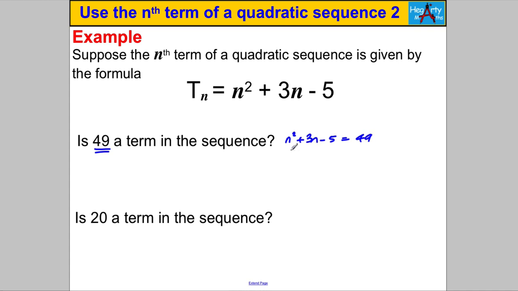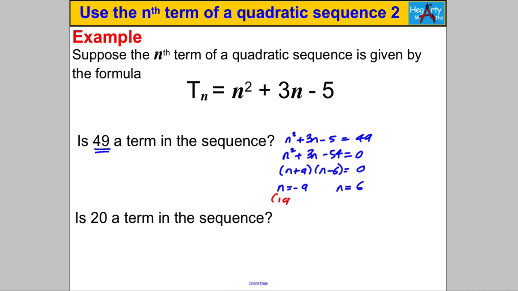Let's subtract 49 off both sides to make the quadratic equal 0. N squared, therefore, add 3n, take away 54 would equal 0. Can we try and factorize this? Well, it looks potentially hopeful. Let's have a go. That goes n add 9, n subtract 6. That factorizes. And therefore, on the one hand, n is negative 9, and on the other hand, from this side, n would therefore be positive 6.